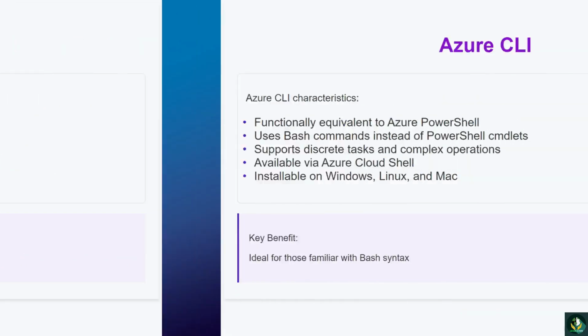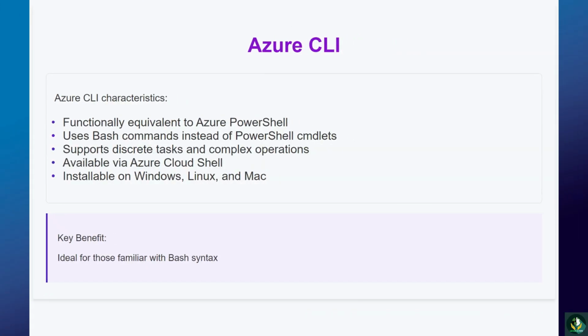designed for Azure operations. The Azure Command Line Interface, CLI, is a powerful alternative to Azure PowerShell, offering equivalent functionality but with a different syntax. Designed for those who prefer working with Bash commands, the Azure CLI provides a familiar environment for Linux and macOS users, while still being fully supported on Windows.